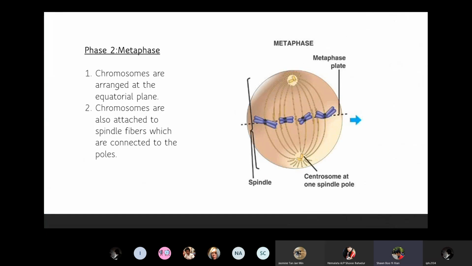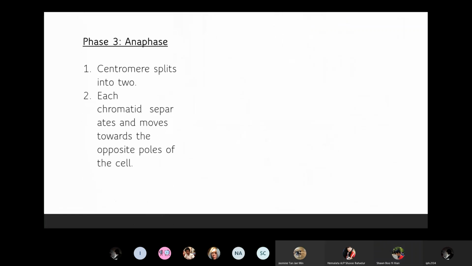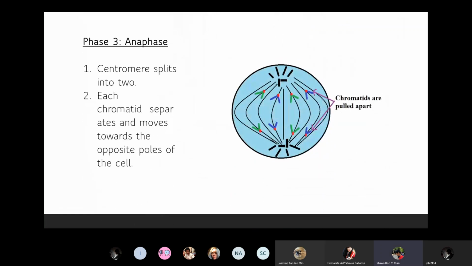Phase 2, metaphase. Chromosomes are arranged at the equatorial plane. Chromosomes are attached to spindle fibers which are connected to the poles, as you can see in the diagram. Phase 3, which is anaphase. The centromere splits into two. Each chromatid separates and moves towards the opposite poles of the cell.